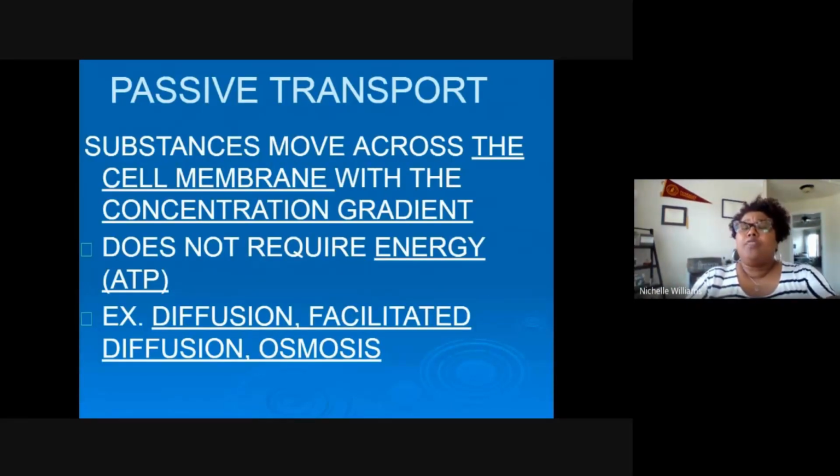So there's passive transport and active transport. Today, our focus is really just passive transport. We will get to active transport the day after tomorrow. Okay. So passive transport. This is when substances move across the cell membrane with the concentration gradient.